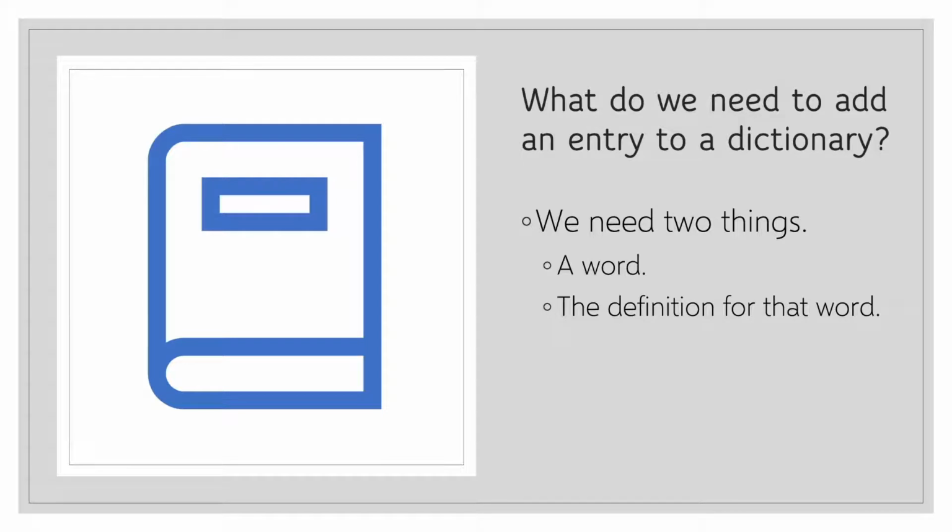So if we wanted to add an entry to a dictionary, we need two things, right? We need a word and the definition of that word, right? We can't just add a random word without a definition. We can't just add a definition. We need both in order to add an entry to the dictionary, right? So with these two things, we can expand our current tiny dictionary.